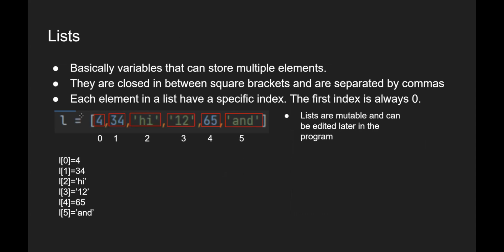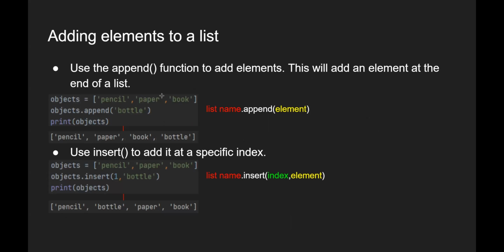So a list, you can store multiple elements inside of it. You'd say the list variable equals, and then in square brackets, you can put whatever you want, like an integer, float, string, anything inside. Each element in the list has an index value. It starts at 0 and then goes on. So if we said L of 0, that would be 4, and then L of 1, 34, and then so on. Oh yeah, they can also be edited over time.